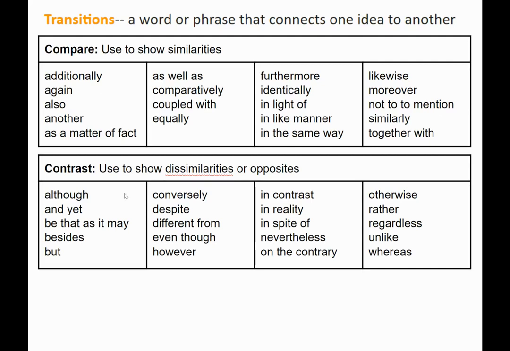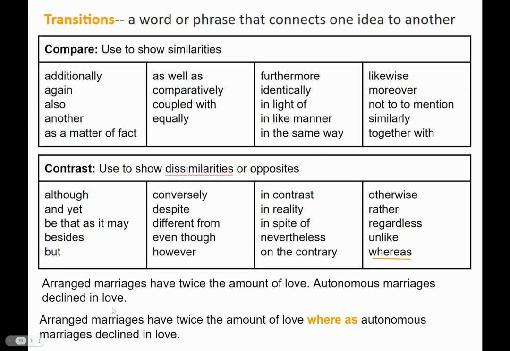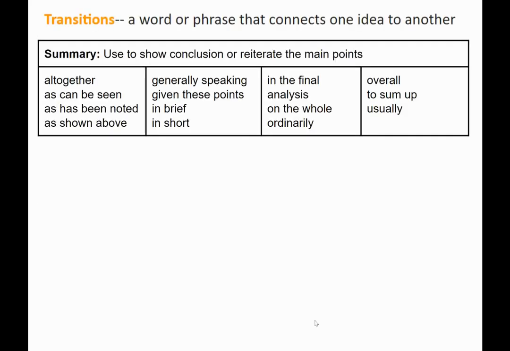Next is contrast, which is where you show the opposites. Arranged marriages have twice the amount of love. Autonomous marriages declined in love. I chose the word whereas. I also made this one sentence so that it says arranged marriages have twice the amount of love, whereas autonomous marriages declined in love. Your transitions can go in the middle of your sentences as long as they are connecting ideas.